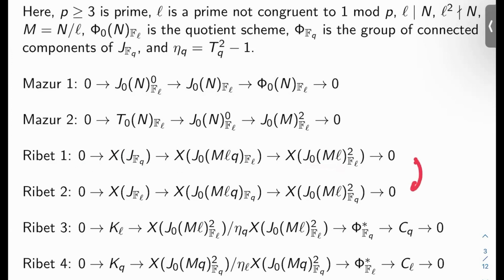Then we have the same thing, but we switch the L's and the Q's. And then we have 2 more. We have 0 to KL to the character group J0ML squared mod L mod A to Q times that thing to phi star FQ to CQ to 0. Star means take the Pontryagin dual. Okay. And then KL and CQ were special Eisenstein schemes. Okay. And then we have the same thing for Ribet 4, but we switch the L's and the Q's. So this was all dealt with last video, and also the video before that.